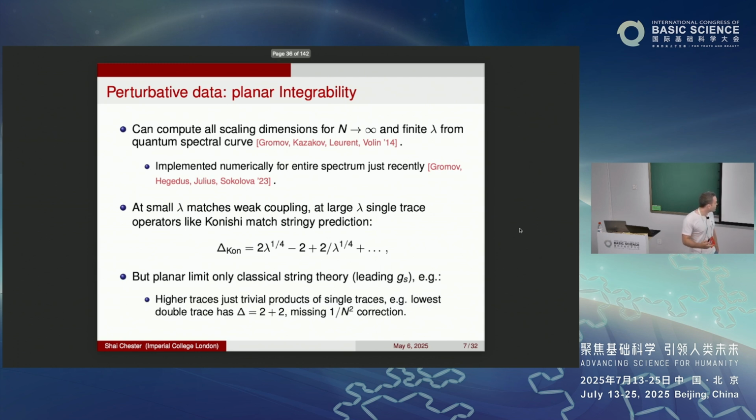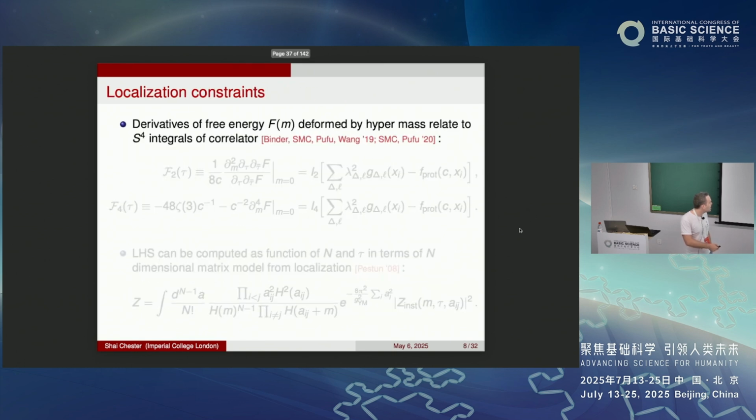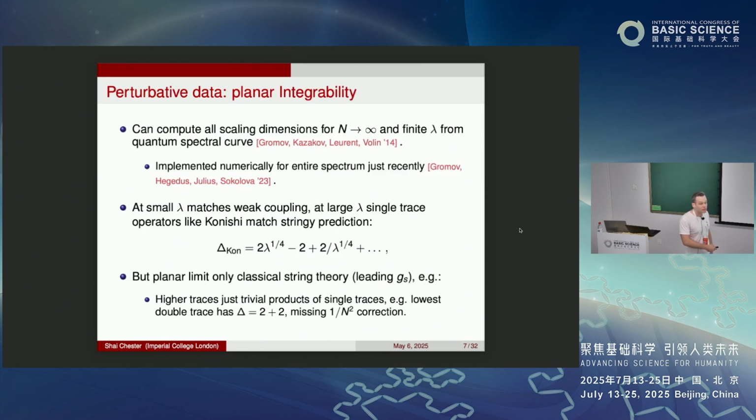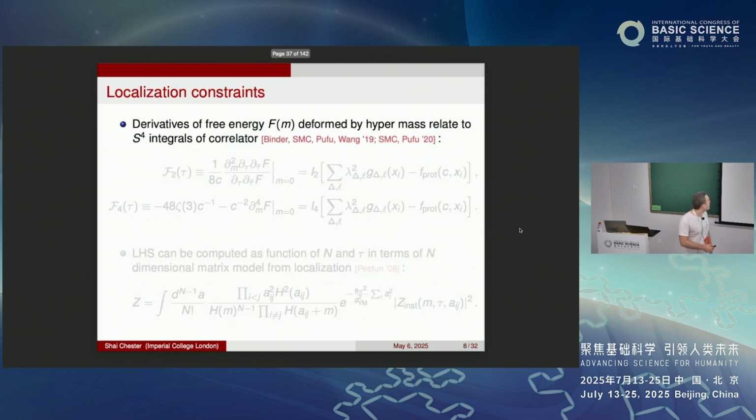So one manifestation of that is that whereas single trace operators have this non-trivial expansion we see here from integrability, higher traces just factorize because we're at leading order at large n. So that means if you were to look at the simplest double trace operator, integrability would tell you that the answer is just 4 because it's just 2 plus 2, because you're not sensitive to the 1 over n squared. Okay.